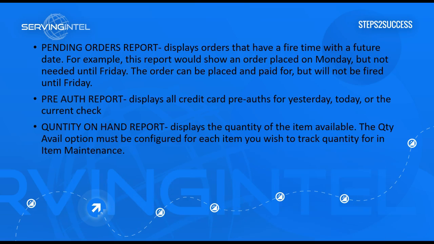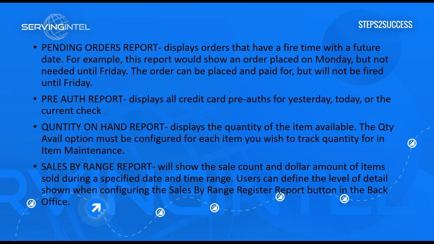Next, we have the Quantity on Hand report. This displays the quantity of the item available. The Quantity Available option must be configured for each item you wish to track quantity for in item maintenance. Next, we have the Sales by Range report. This will show the sale count and dollar amount of items sold during a specified date and time range. Users can define the level of detail shown when configuring the Sales by Range report button in the back office.